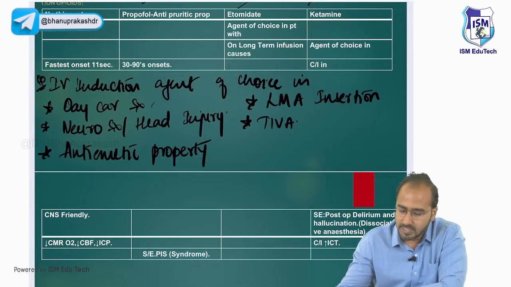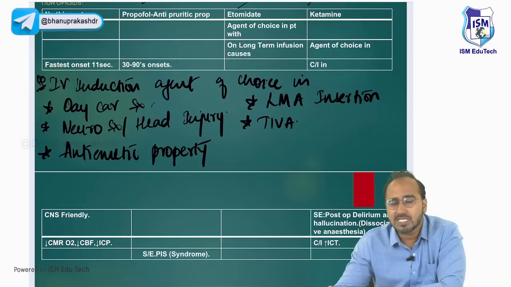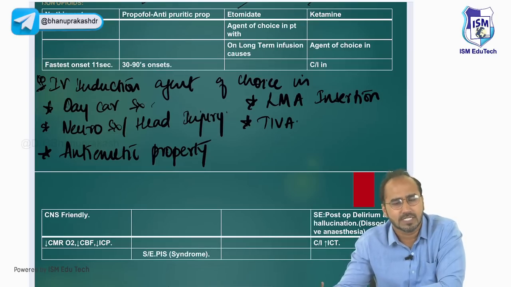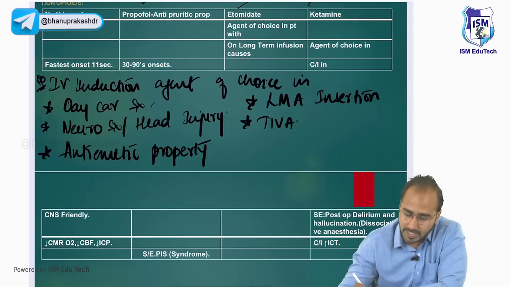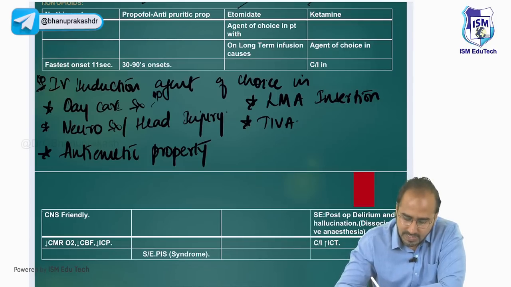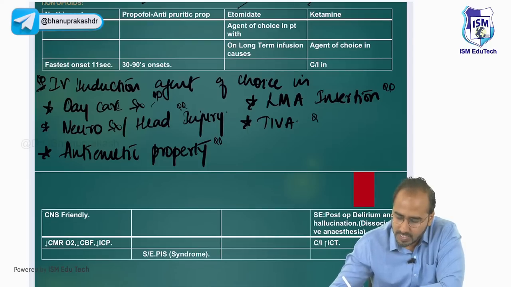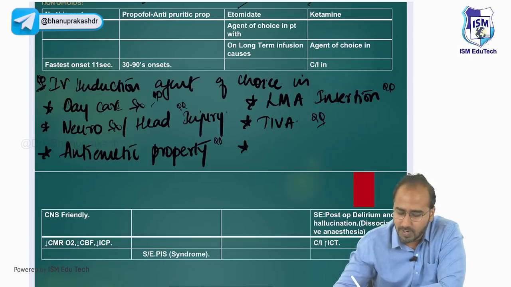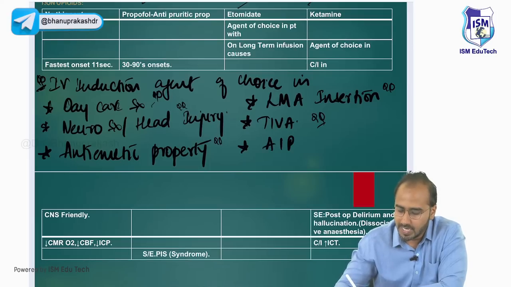Apart from that, propofol can also be used as a component of TIVA. Come on, guys, what is TIVA? TIVA means total intravenous anesthesia. Basically, general anesthesia given without an inhalational agent is TIVA. Without using an inhalational agent, you are just giving IV agents. That is called TIVA. So remember, all these are MCQs of propofol: for day care surgery, for neurosurgery and head injury, it has anti-emetic property, for LMA insertion, for TIVA, total intravenous anesthesia. Apart from that, propofol is also used as an IV induction agent of choice in AIP.